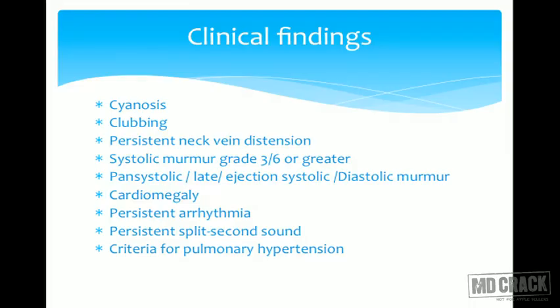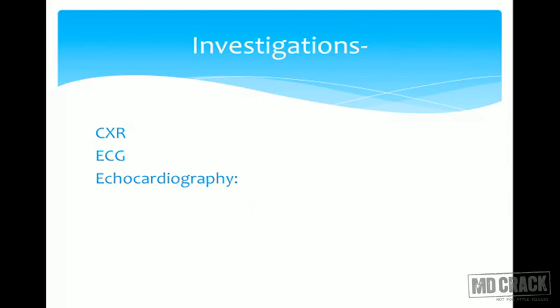Signs would be: fingers would be showing clubbing, in chronic heart disease. There will be cyanosis, persistent neck vein engorgement, and a systolic murmur, but of high intensity. The grade would be 3/6 or greater than that. Then there can be a late systolic murmur, ejection systolic murmur or pan-systolic murmur, and a diastolic murmur is classical of heart diseases. Cardiomegaly will be found on investigations. There would be persistent arrhythmias or a persistent split second heart sound, and or there would be presence of pulmonary hypertension, which is very critical.